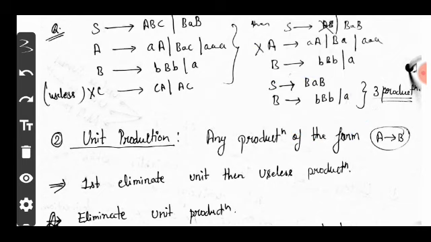Now move on to step 2, elimination of unit production. So what is the unit production? A unit production is any production of the form A produce B. First eliminate unit production, then useless production. Now come to the question.